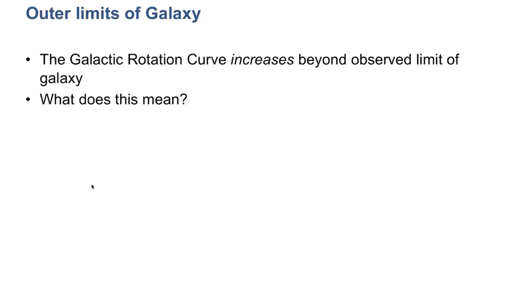So the fact that the rotation curve of the galaxy stays up beyond the observed limit of the galaxy must imply that there's a lot of mass out there. There's only one way to get the rotation curve to go up, and that is that you're moving past even more mass. There must be a lot of mass out there.